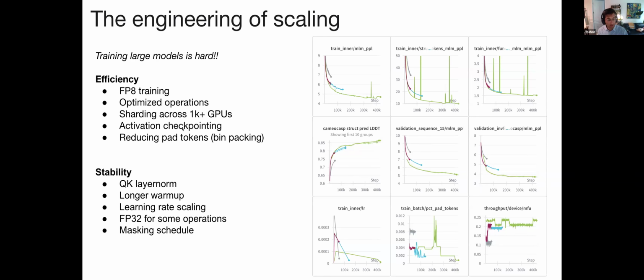And then for stability, applying layer norm to the queries and keys, having longer warm-ups and scaling the learning rate depending on the model size, as well as ensuring that there is FP32 for some key operations, and experimenting a little bit with the masking schedule was important for maintaining stability of these models during the training.